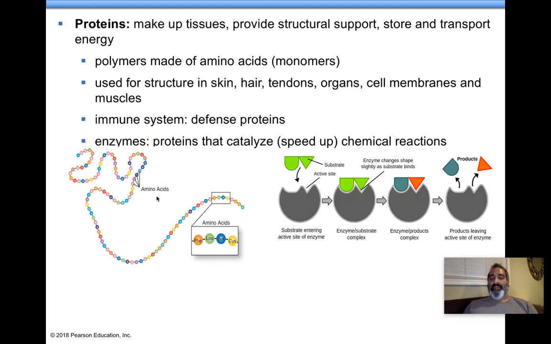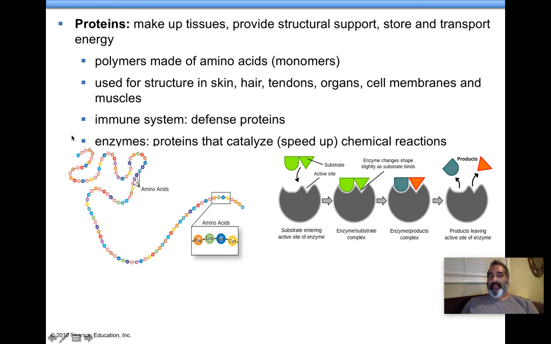First class, proteins. What is important about proteins? Well, you need to know proteins are used basically in structure, in tissue, and support, and even in some cases, a little bit in energy. What I mean by that is enzymes, for example, here. These are proteins that catalyze and speed up chemical reactions.